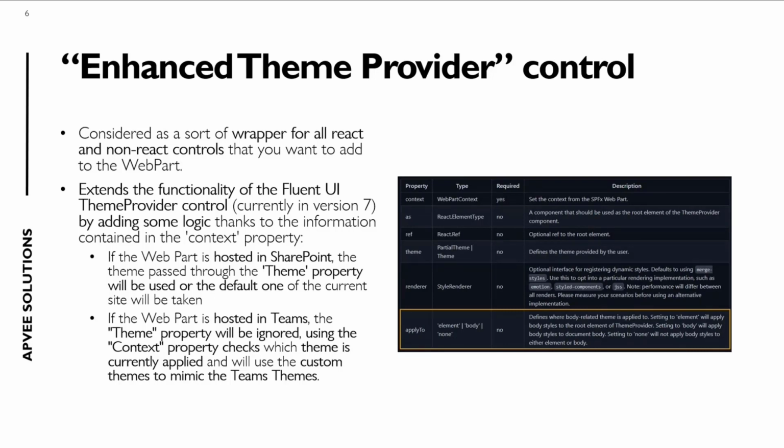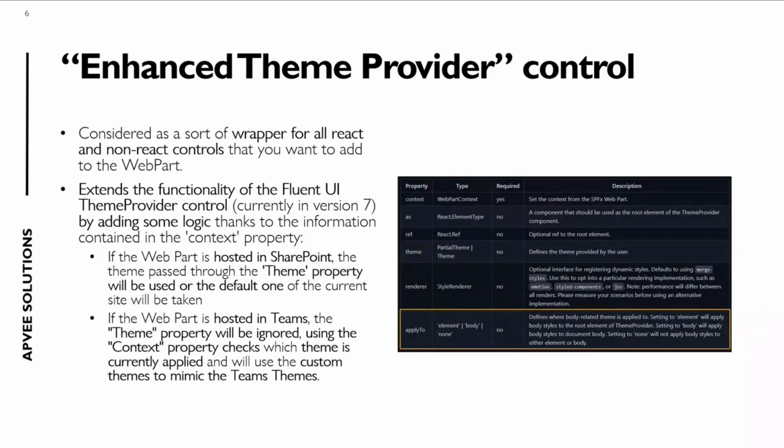But if the web part is hosted inside Teams, we can use the context property, which is automatically implemented inside this control, to check which theme is currently applied to Teams and intercept the theme variation if you try to change the theme in the client. And we apply a custom implementation, very similar to the default themes, to resolve the problem that we have with the default themes.